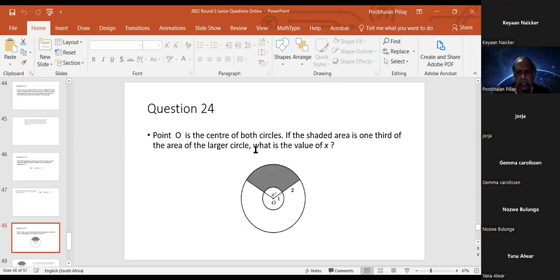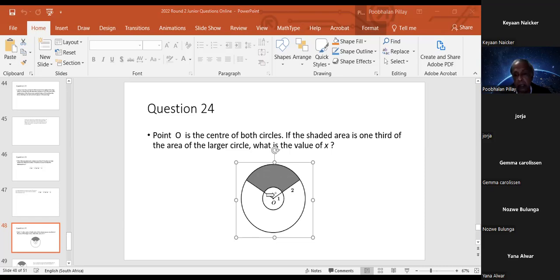Okay, you've got point O at the center of both circles. The shaded area, this part here, is 1/3 the area of the larger circle, or the largest one. There are 2 circles, right? So this is 1/3 the area of the larger circle. And they tell you that the radius of the small circle is 1, you can see it here. And the radius of the large circle is 3, right? Remember, because you've got 2 and 1, the full radius is 3.